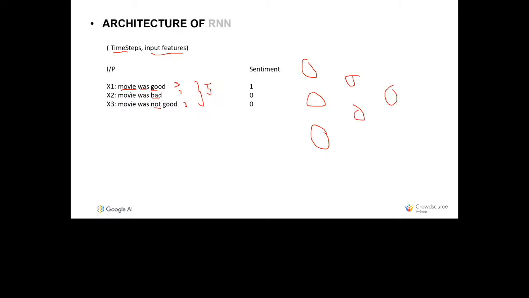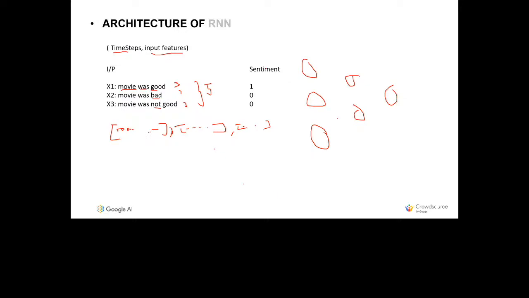All right. So as I said, when we create a vector, something like these, some vectors we have created, we pass these vectors, these numbers, into the neural network. And when we pass the vector, at that time we pass it as time steps and input features.